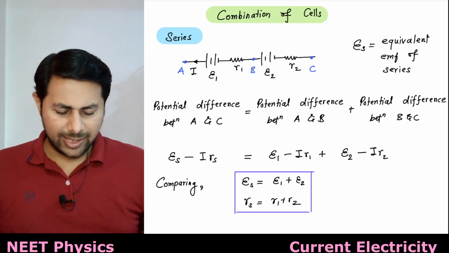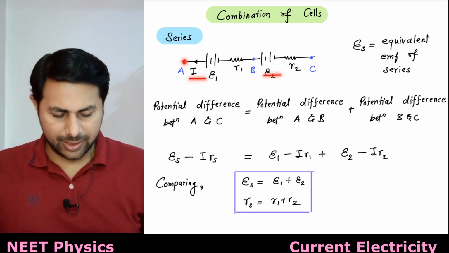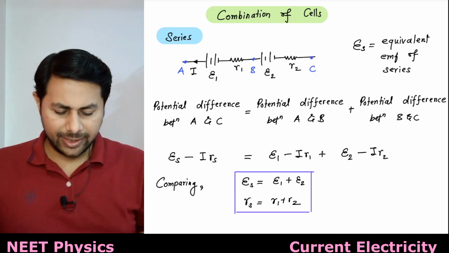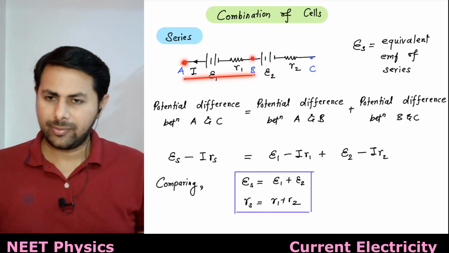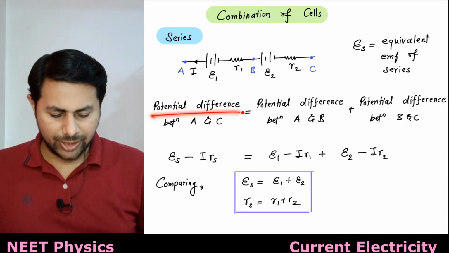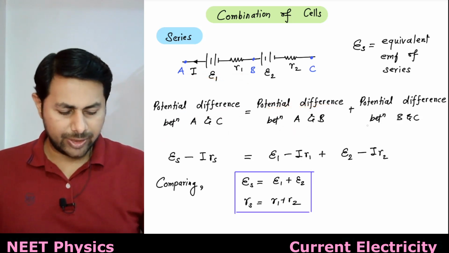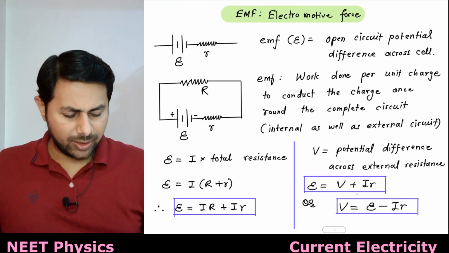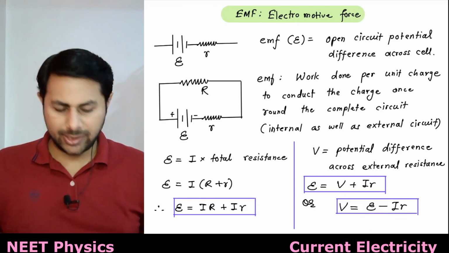Derivation means, see, suppose you have these two cells connected in series. So what is the potential difference between points A and C? It can be written as the potential difference between points A and B plus the potential difference between points B and C. And what is potential difference? We have seen that it's equal to EMF minus current times the internal resistance.